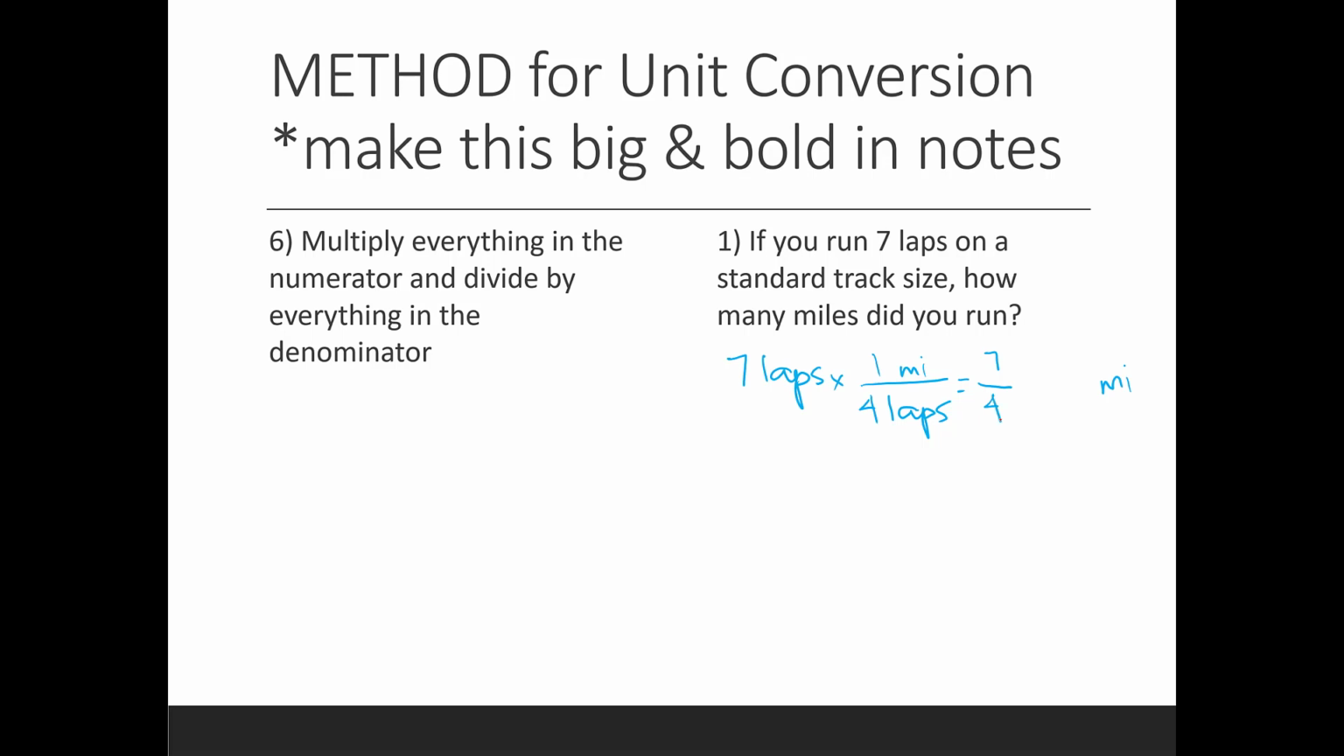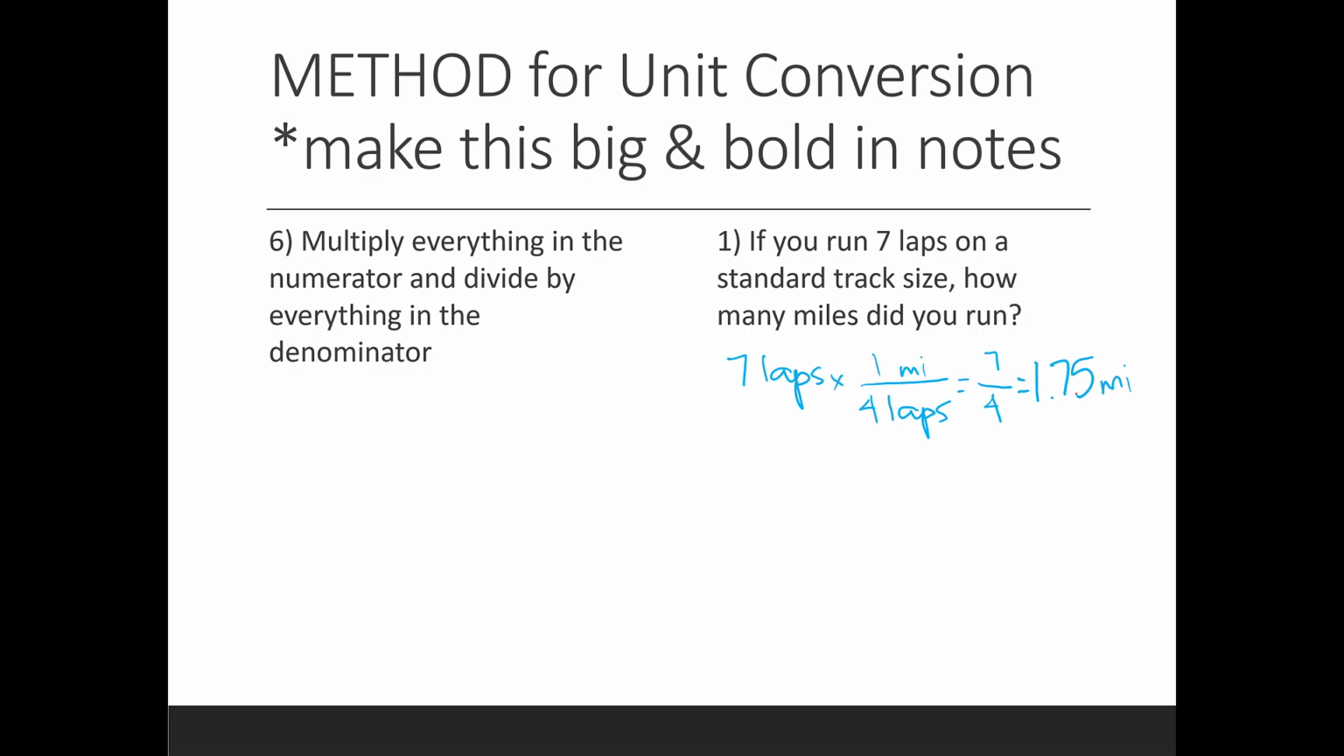Now this is a problem that you were probably able to figure out the answer to without going through this fancy unit conversion thing. You should have just been able to count. Well, if I did 7 laps, that's 1 mile plus 3 extra laps. So I should get 1 3/4 or 1.75 miles. So do you see how you already knew how to do these conversions? You are just now using a new method.